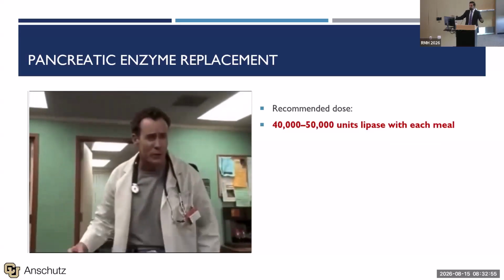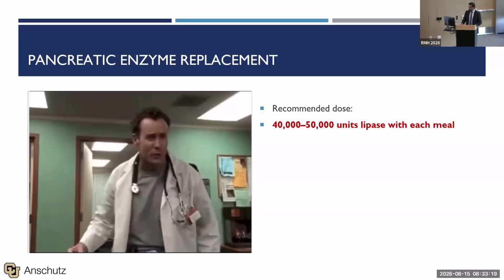So our takeaway for how much you can give: a lot of the enzyme companies out there have websites that can help you calculate a dose. But if you walk away just remembering 40 to 50,000 units of lipase, because there's always lipase, amylase, protease, and you're seeing all these numbers when you look to prescribe it, if you remember 50,000 units of lipase with each meal, that's a great starting point for most patients.